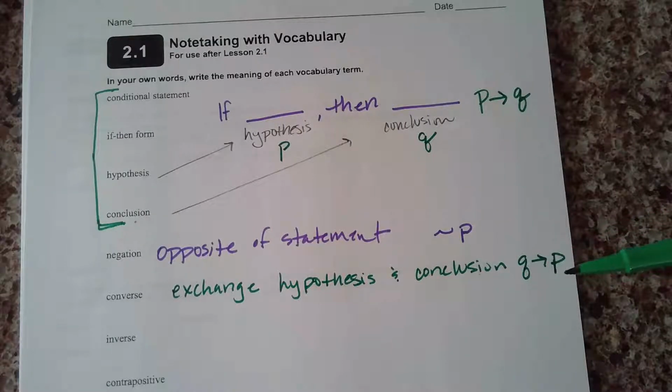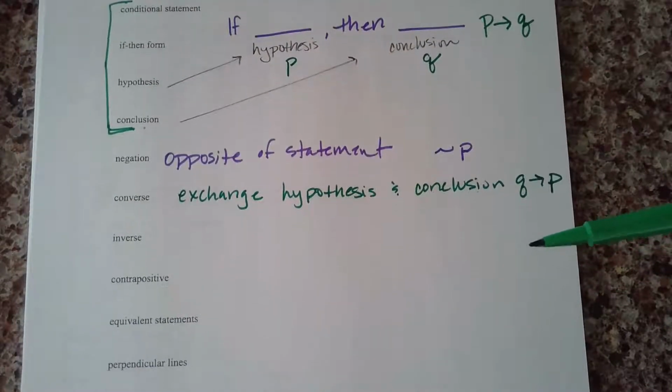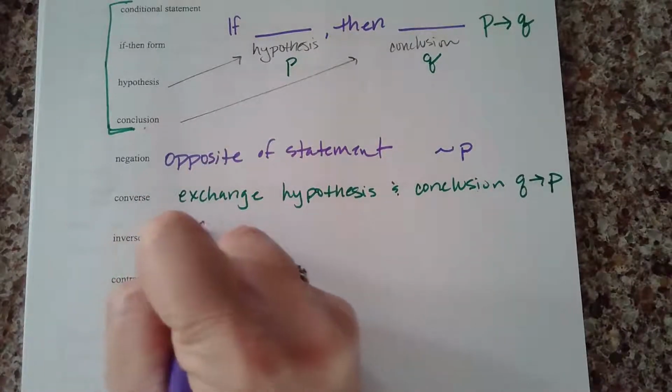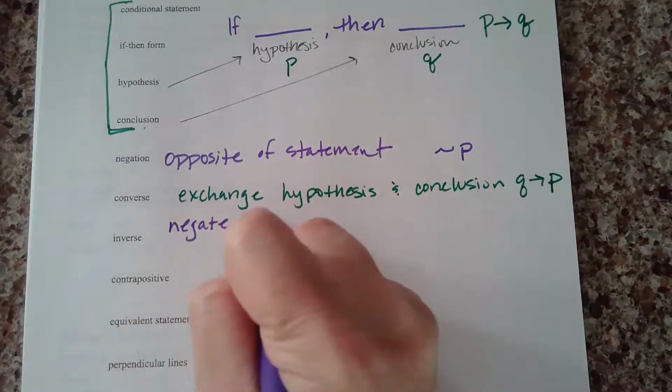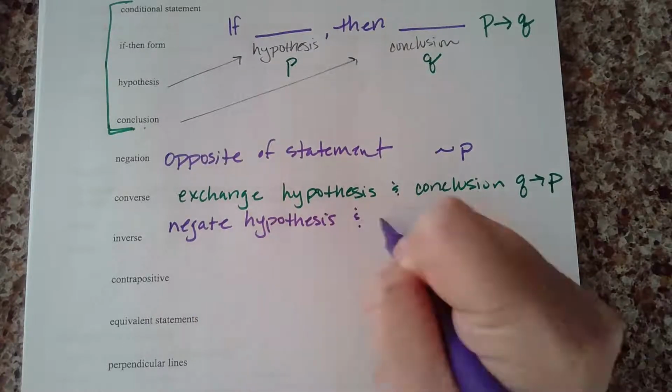What you're going to look at here is whether these statements are true or false. Are they always going to be true? Are they always going to be false? Is the converse going to be true or false? Then we get into the inverse. The inverse is basically where you negate both the hypothesis and the conclusion, so it's kind of a combo.